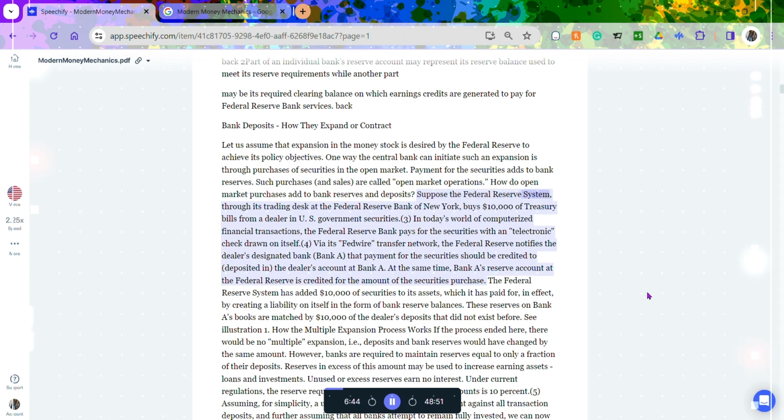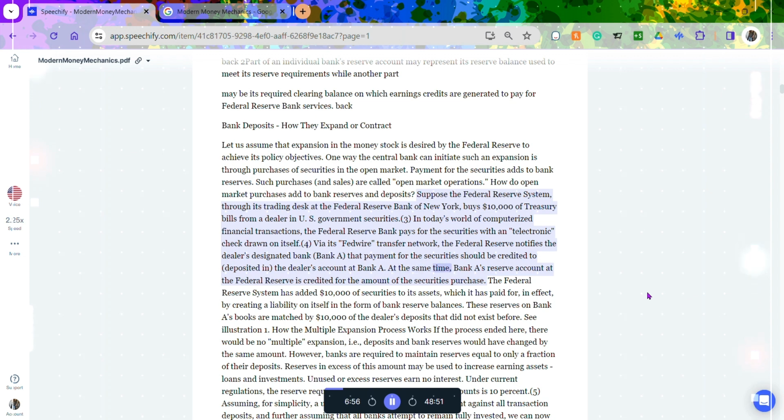Suppose the Federal Reserve System, through its trading desk at the Federal Reserve Bank of New York, buys $10,000 of Treasury bills from a dealer in U.S. government securities. 3. In today's world of computerized financial transactions, the Federal Reserve Bank pays for the securities with an electronic check drawn on itself. 4. Via its FedWire transfer network, the Federal Reserve notifies the dealer's designated bank, Bank A, that payment for the securities should be credited to, deposited in, the dealer's account at Bank A.